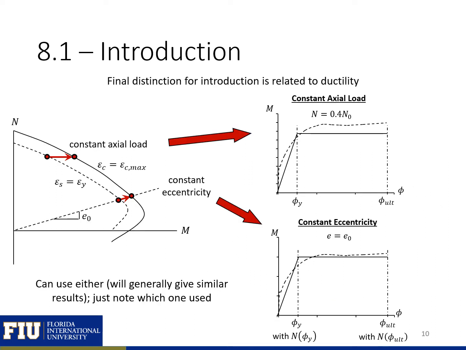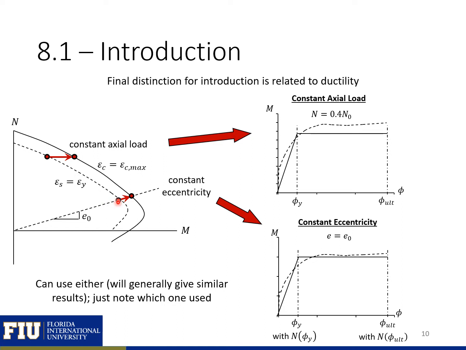The final concept that we'll want to make in this introduction is related to ductility. The first thing that we'll reference here is a moment-axial load interaction diagram. And note that any straight line that comes out of the origin is related to some load being applied at an eccentricity. So if we apply a load P at an eccentricity of e0 here, we'll progress up on this line coming out of our origin. So the slope of this line is e0.